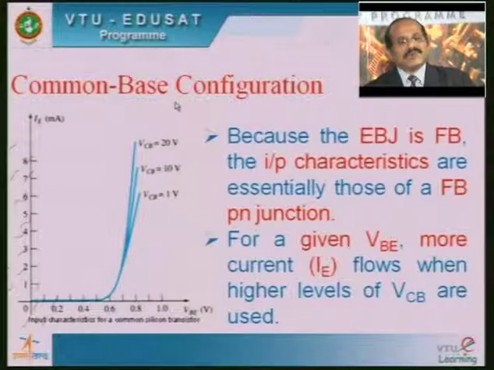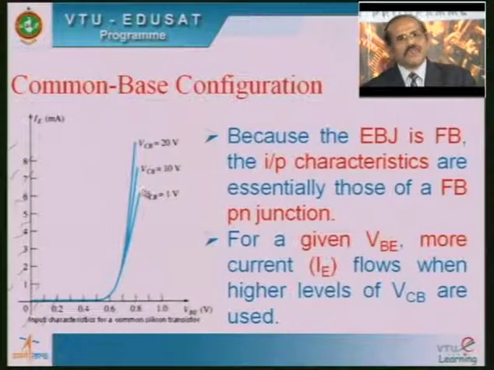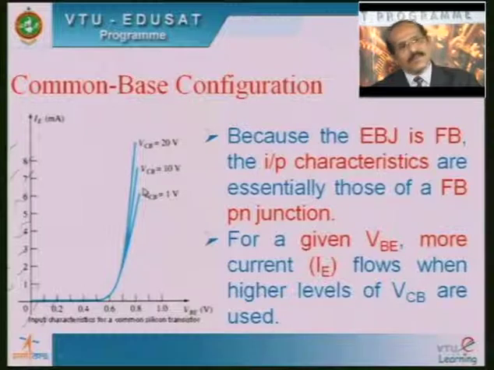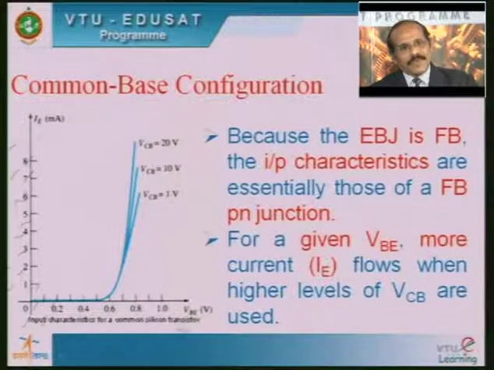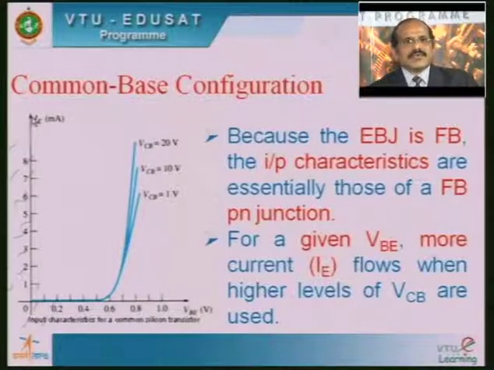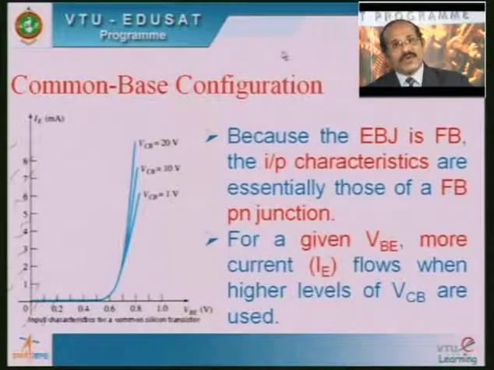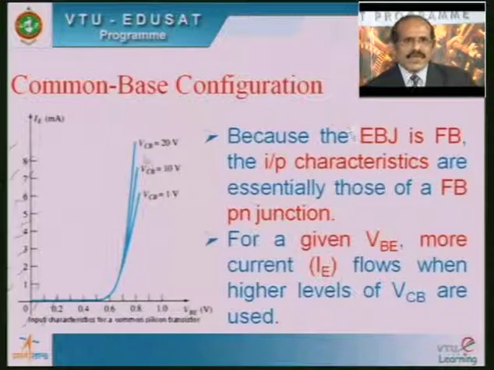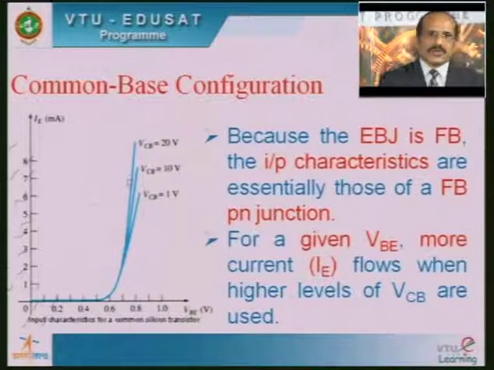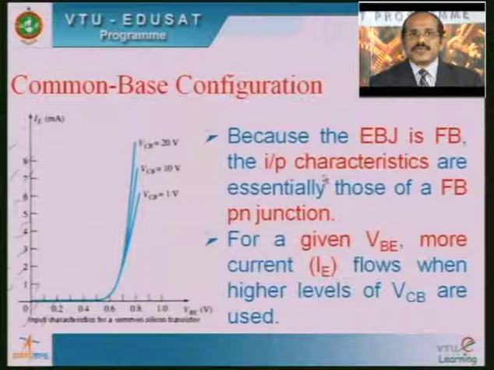This particular slide shows the input characteristics of the bipolar junction transistor, wherein VBE, the input voltage, is plotted against the emitter current, the input current, keeping the output voltage constant. That is nothing but the input characteristics of the common base configuration of BJT. So what is evident from this? You can note that the emitter base junction is forward biased.